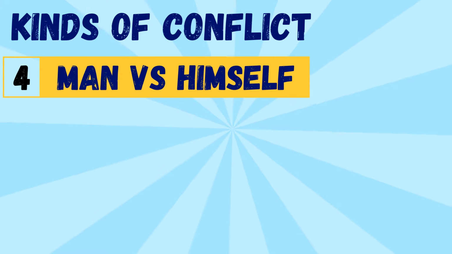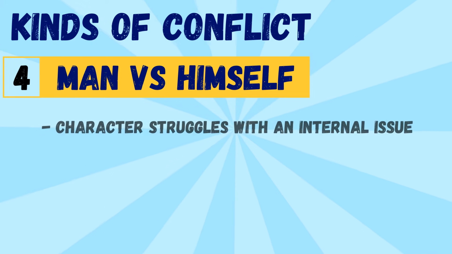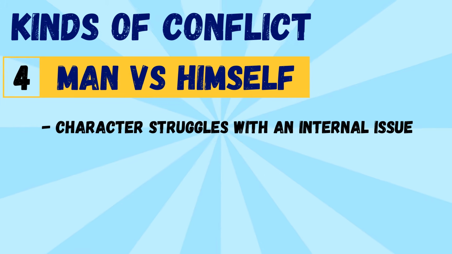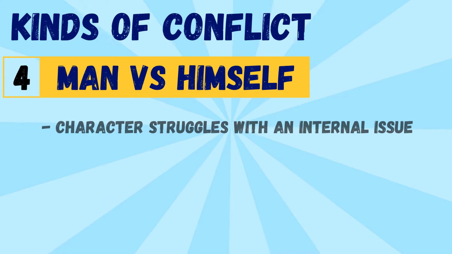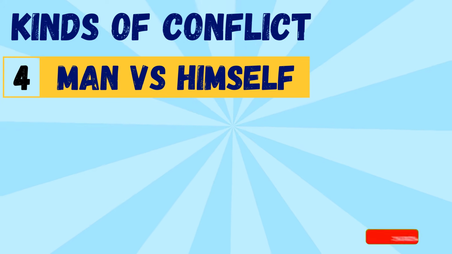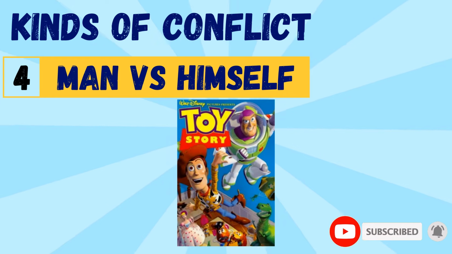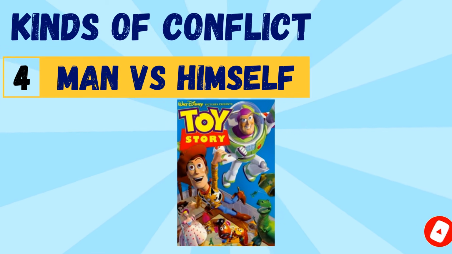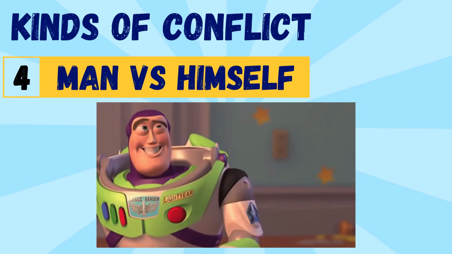Man versus self. This type of conflict occurs when a character struggles with an internal issue. The conflict can be an identity crisis, mental disorder, moral dilemma, or simply choosing a path in life. Examples of man versus self can be found in the movie Toy Story 1. In the first Toy Story film, Buzz Lightyear represents the core internal conflict of the movie. He's a toy who doesn't realize he is a toy.